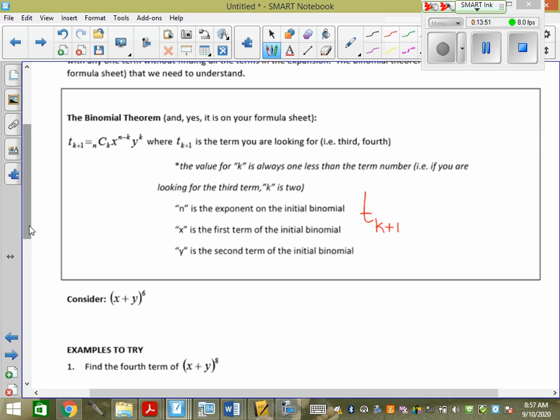So if I want term 7, that's fine. That just means k is what? 6. That's it. So if you know what term you're finding, you have k immediately because it's one less, because the formula tells you that, right? And we learned T7 represents term 7. We learned that last year. It was one of the things you didn't even think to learn because you just knew it when they said it. It was immediately in your head, right? So t_(k+1) equals nCk x^(n-k) y^k.